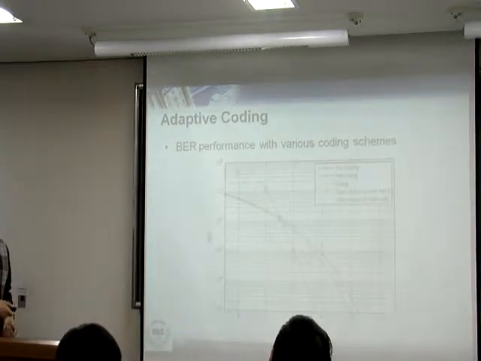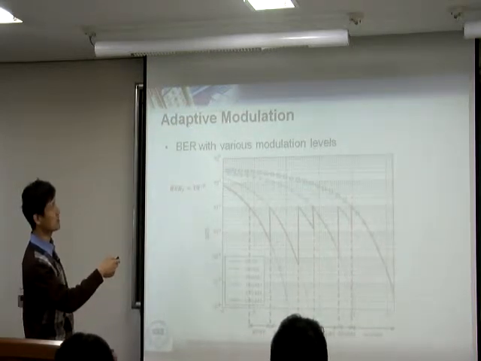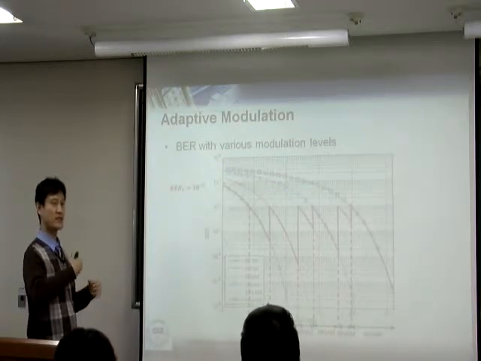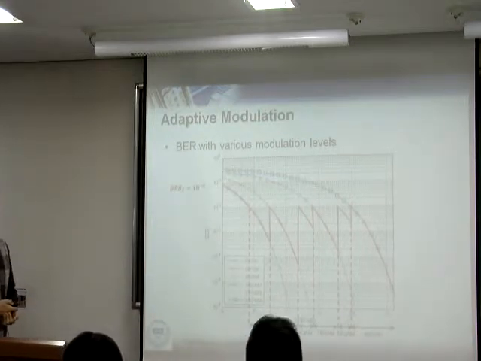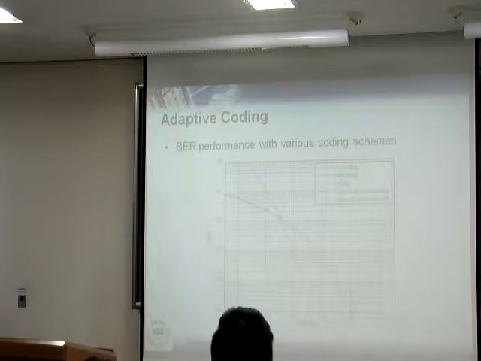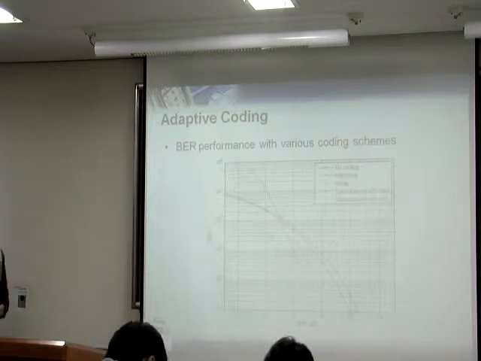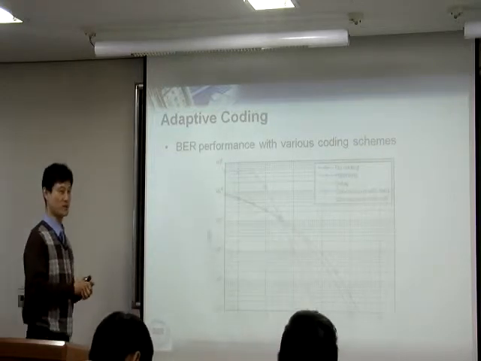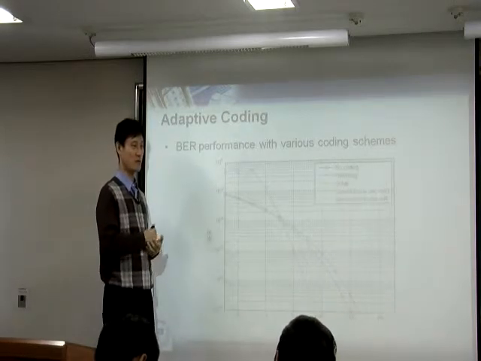Now, in the previous slide, previous picture, we talked about adaptive modulation. We are basically changing the modulation depending on your instantaneous channel condition. But now we can also think about adaptive coding. You can do a similar thing with the coding. There are so many different codings. What codings can you have? There are so many of them.